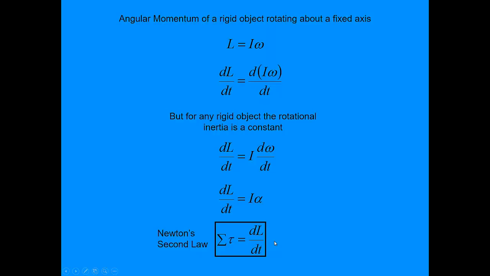You might remember that linearly, he stated that the net force acting on an object is the rate of change of momentum. So this is kind of the linear version of that, right? The net torque is equal to the rate of change of angular momentum. Right, so it's analogous to this, which is really the way he wrote it in the Principia.